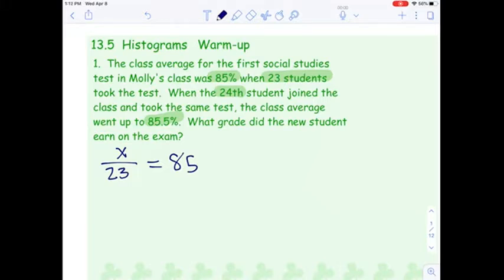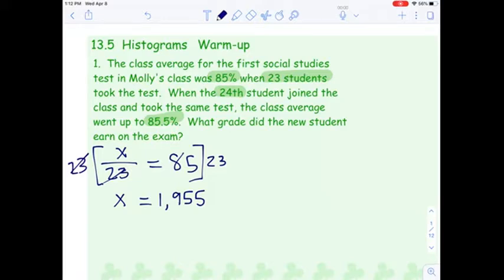To solve for that, I'm going to multiply both sides by 23. So I'm adding my brackets. These 23s cancel out, which leaves me x on that side. Then I take 85 times 23, and I get 1,955. So I know that all of the scores added together for those 23 students was 1,955 points.